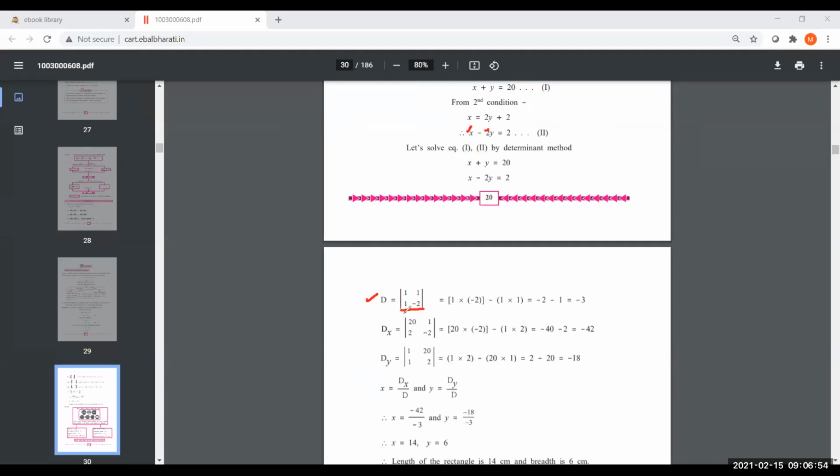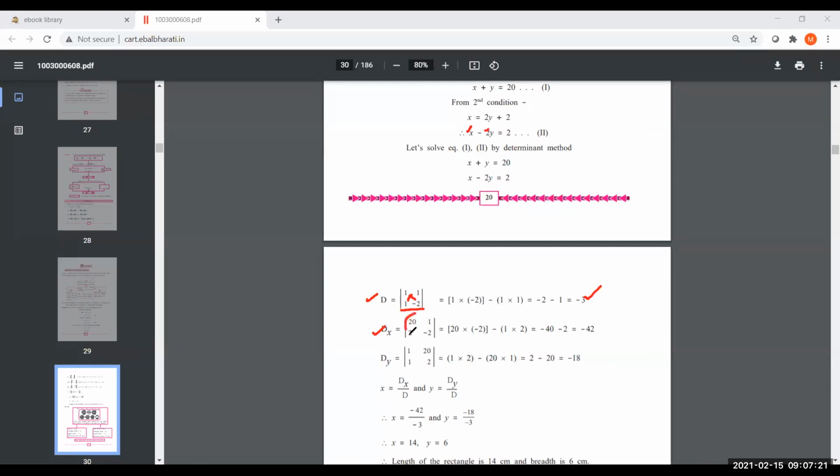Again, the rest you know very well. Simply cross multiply these two, multiplication of these two minus multiplication of these two. So we get 1 into minus 2 minus 1 into 1, which equals minus 2 minus 1, that is equal to minus 3. So we got D. Once we got the determinant, next find the value of Dx.